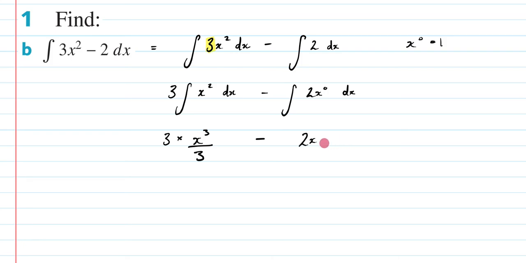Okay, so I'm finished with that. Then I have to make sure, plus my c on the end, something that people always forget. Let's just tidy this up now. I can get rid of this and this, which means I'm going to be left with x cubed minus 2x plus c. And that right there is going to be my final answer. So let me highlight that.